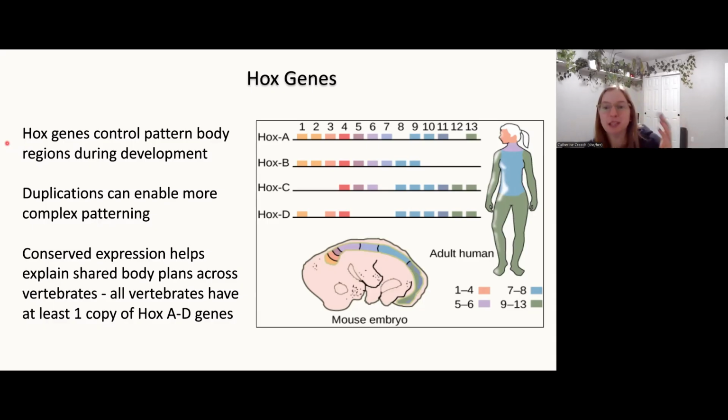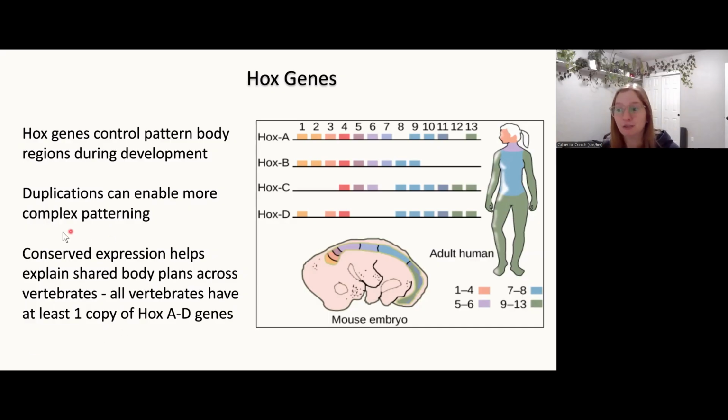We think that duplication of these Hox genes allowed us to go from something that didn't have a body plan, like an amoeba, to something that had a more complex body plan, containing segments like a worm, to something with a really complex body plan, like us. Our arms are different than our legs, which are different than our torso. All of that development is controlled genetically.